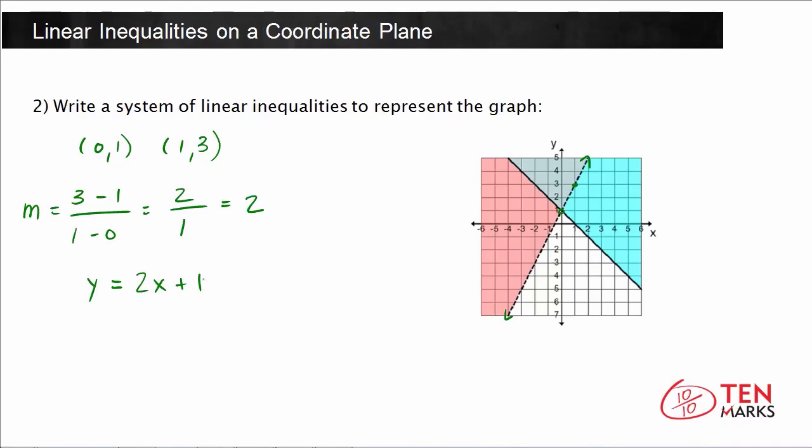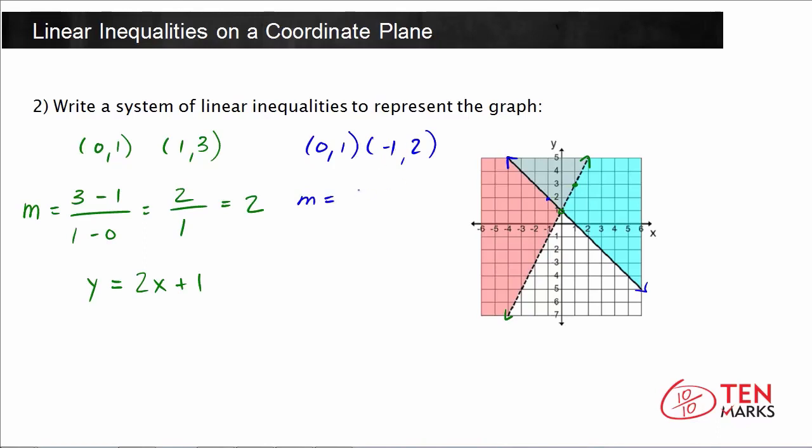Now let's take a look at the other line that we have here, and we'll do that one in blue, and I'm just going to mark it off right here. So again, this line also crosses the y-axis at 0, 1, and let's find another point. I see negative 1, 2. That falls on the line. So let's go ahead and find the slope.